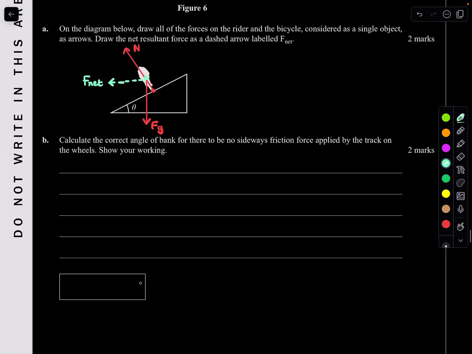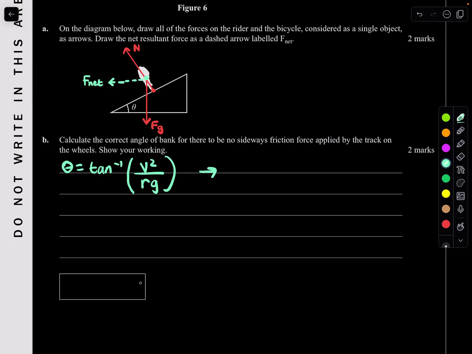Quite easy to get. Calculate the correct angle of bank for there to be no sideways friction force applied by the track on the wheels. Show your working out. Beautiful, easy question. So going to my formula sheet, whenever you're doing questions where there is banking, this is the formula that you should be using to find the angle. Theta is equal to tan inverse of V squared over R g. This is only used for banked tracks.